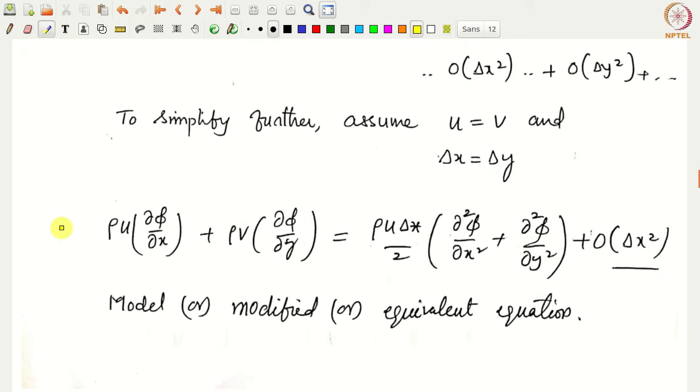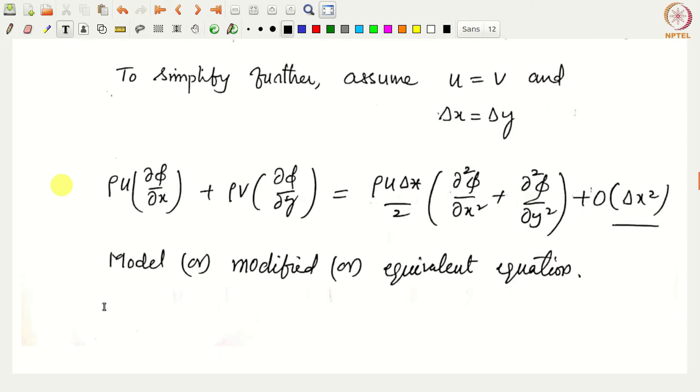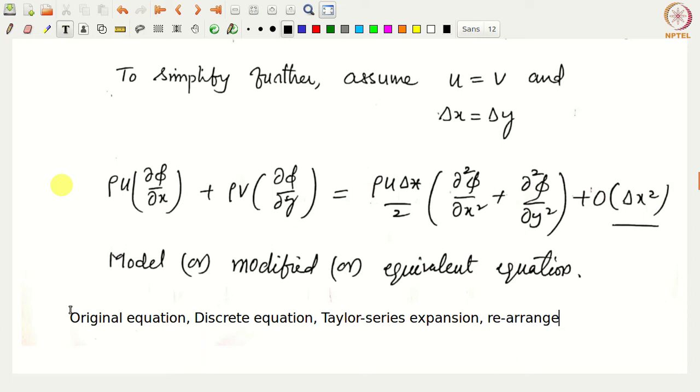Okay, so we call this the modified equation or model equation or the equivalent equation. Right, now how did we construct this? Essentially we started off with the original equation, then wrote the corresponding discrete equation for the finite volume method. Then in the discrete equation we used Taylor series expansion and then rearranged, so that it looks similar to the given equation. Okay, so now why do we say this is similar?